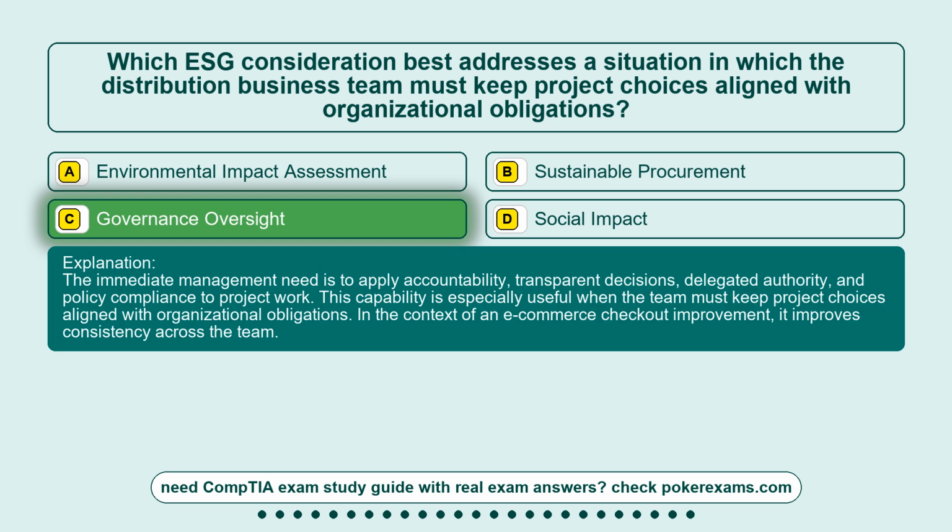The immediate management need is to apply accountability, transparent decisions, delegated authority, and policy compliance to project work. This capability is especially useful when the team must keep project choices aligned with organizational obligations. In the context of an e-commerce checkout improvement, it improves consistency across the team.